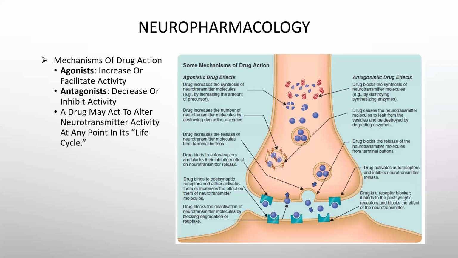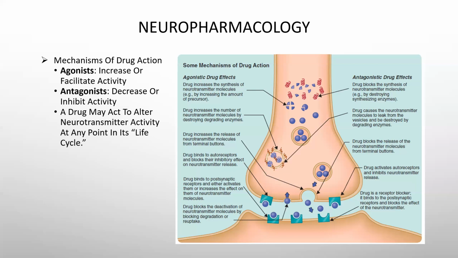The drug increases the release of neurotransmitter molecules from the terminal buttons so that there's more dopamine out in the system. The drug binds to autoreceptors and blocks their inhibitory effect on neurotransmitter release. So there might be a drug that's developed to bind to that autoreceptor. Remember what that does. Now, the presynaptic neuron is going to continue to release more neurotransmitter because that feedback has been blocked.